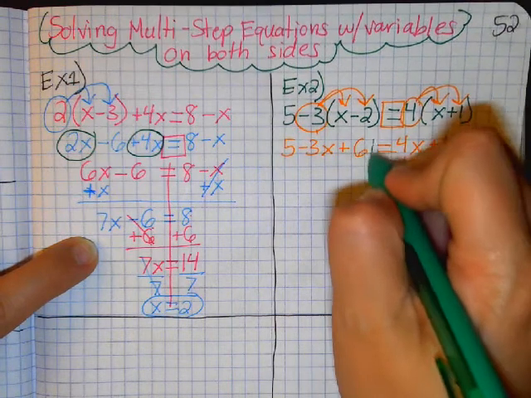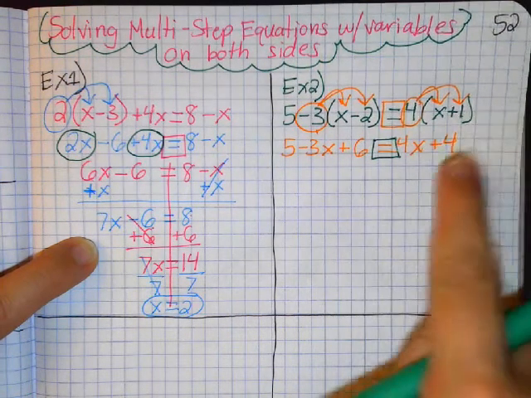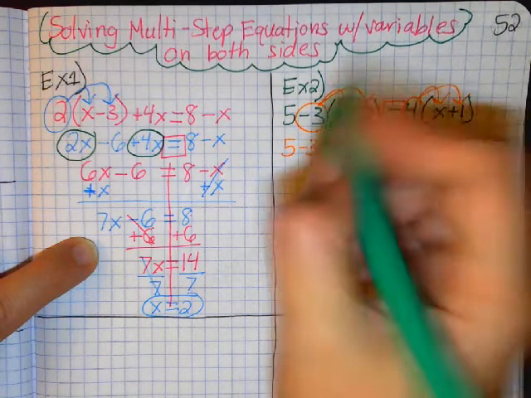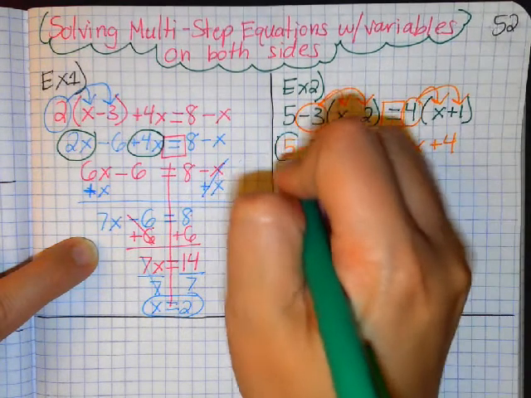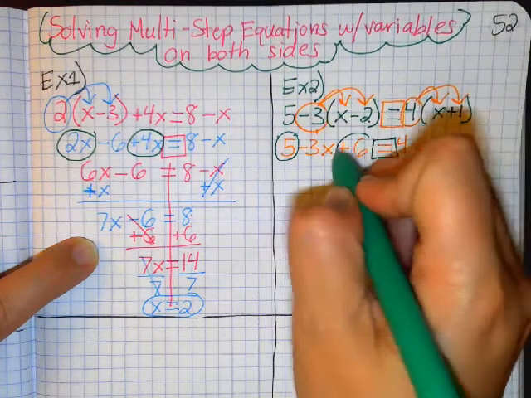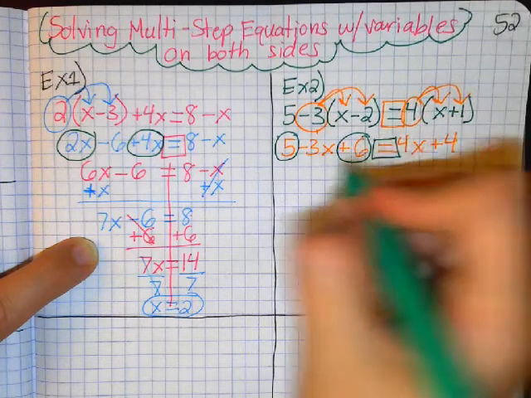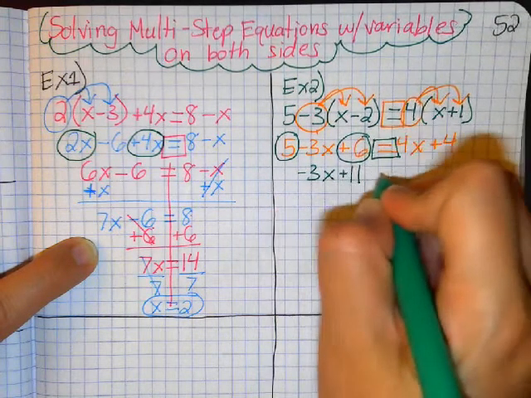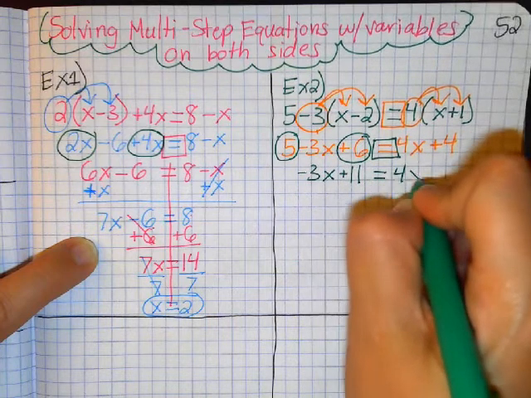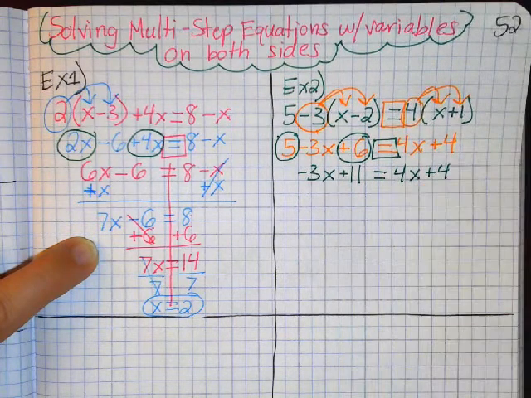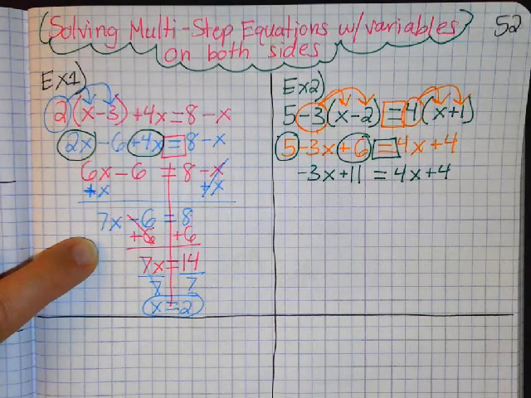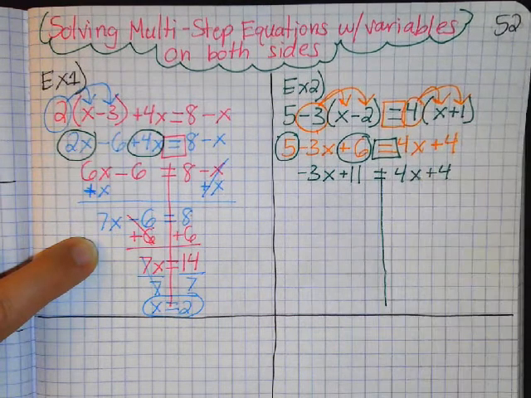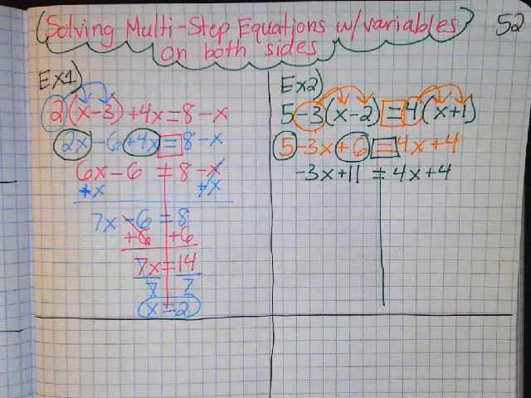From here, I can combine like terms. My right side is as combined as it can be. My left side, I have a positive 5 and a positive 6. So I have negative 3x plus 11 equals 4x plus 4. Both sides are as simplified as they're going to get. I draw my line down.